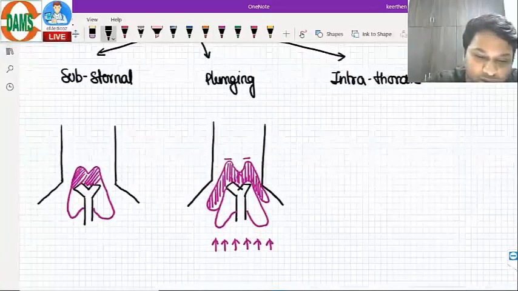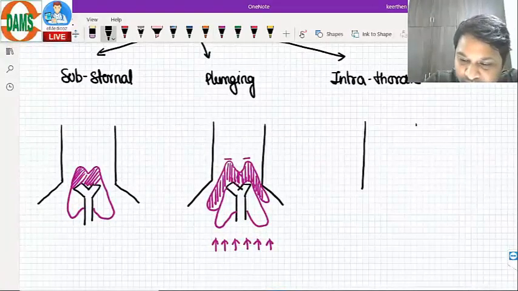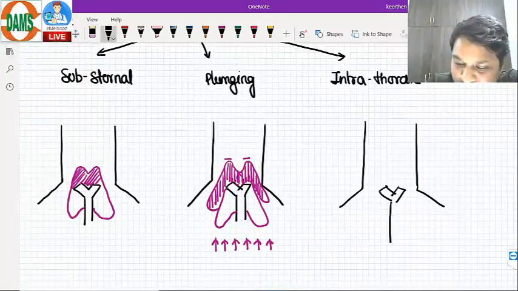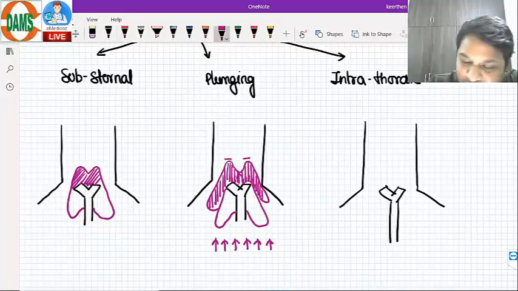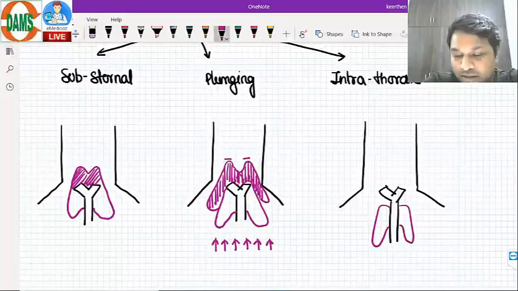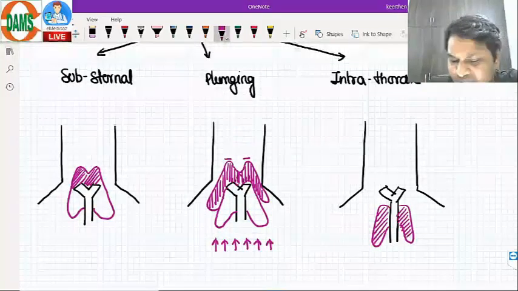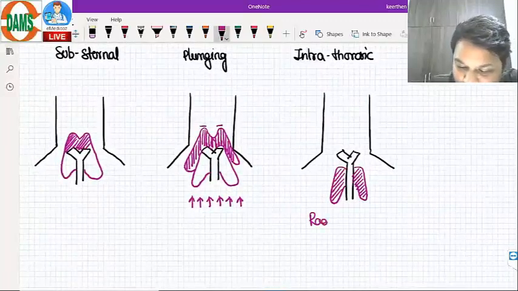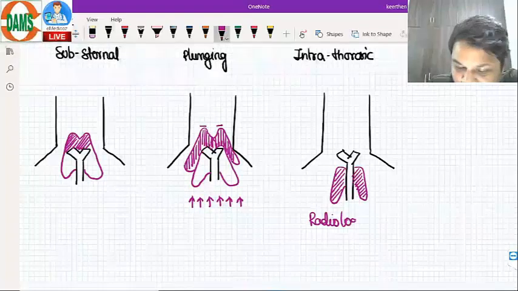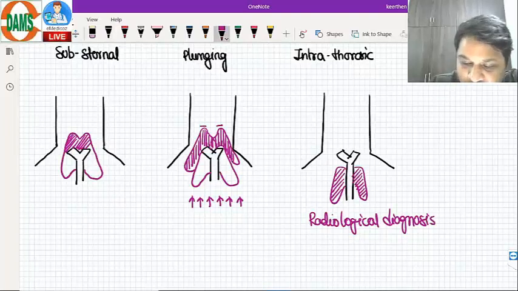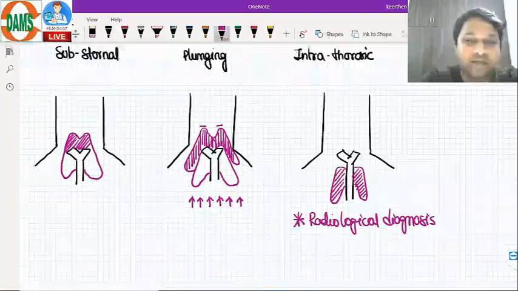On the other hand, when we talk about the intrathoracic variety, it usually does not present clinically because they do not present with any symptoms, because the gland remains intrathoracic only, and it is never visible in the neck. Intrathoracic retrosternal goiter is a radiological diagnosis. Clinically, it is near difficult, I can say impossible, to suspect it.